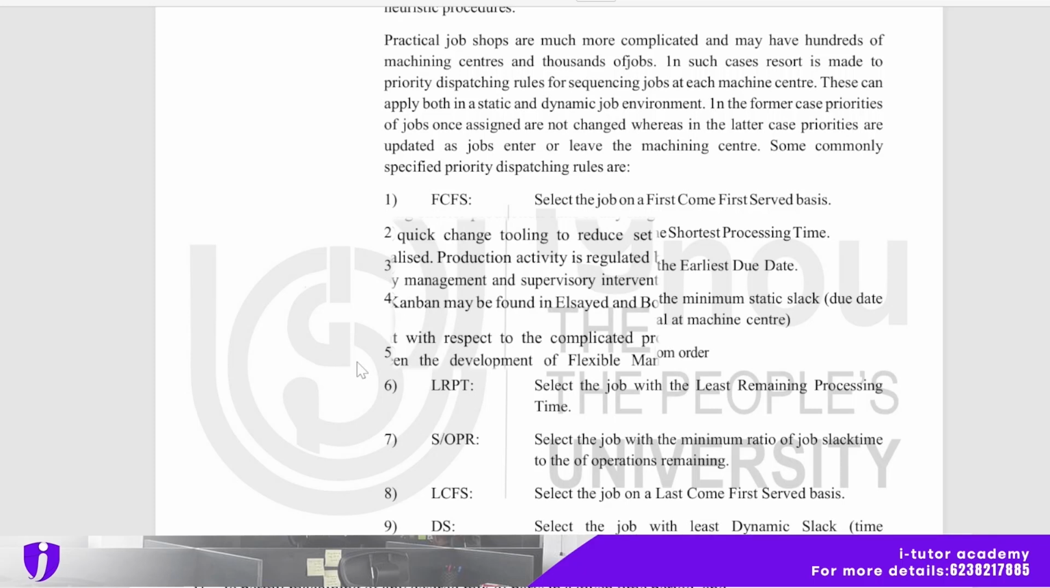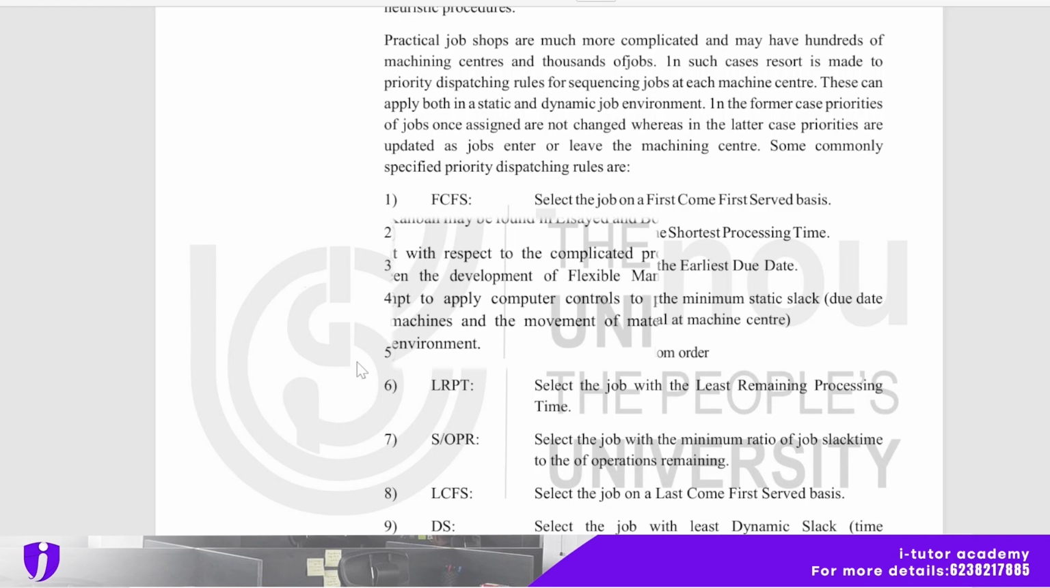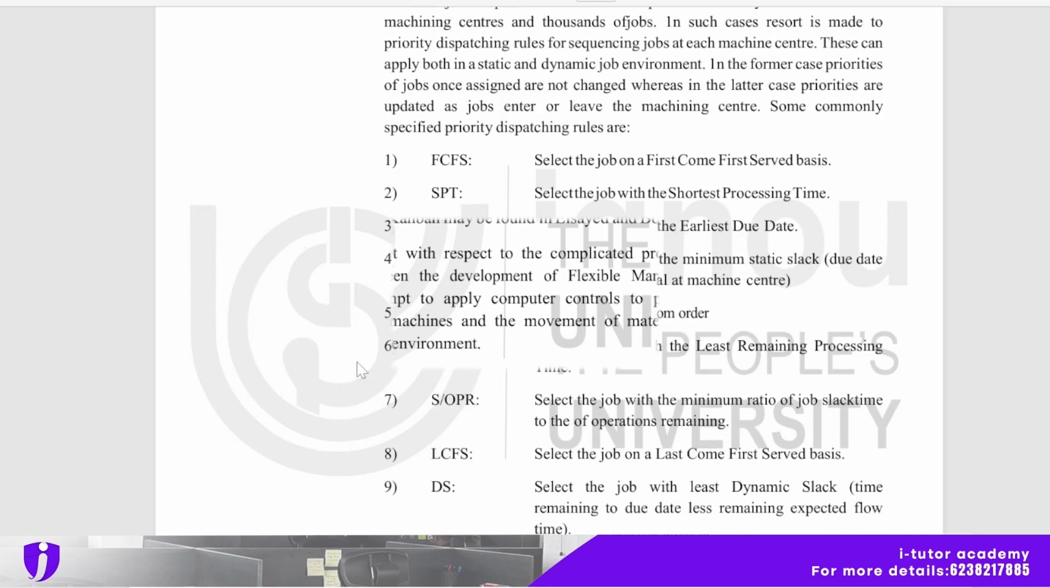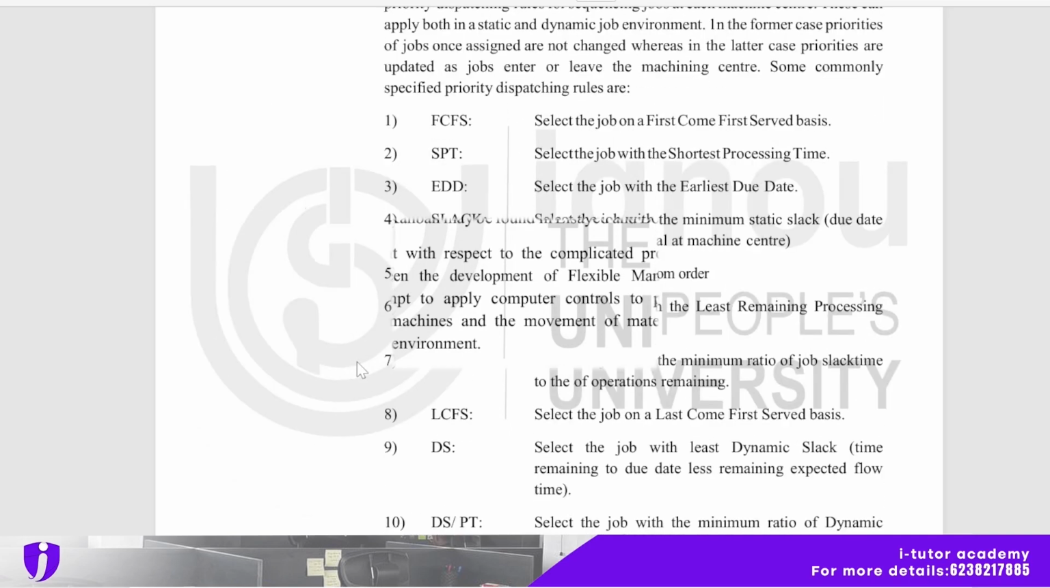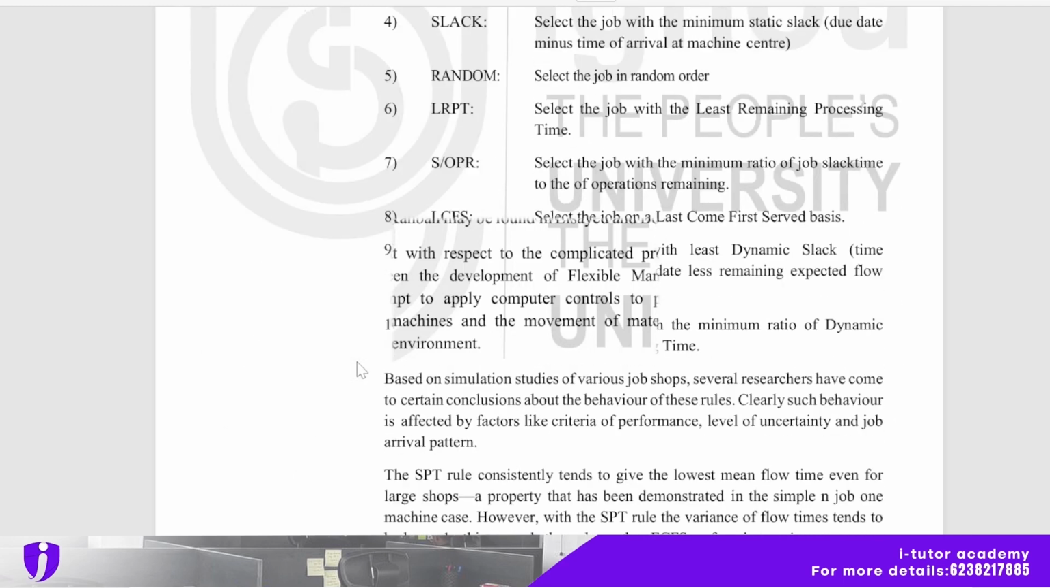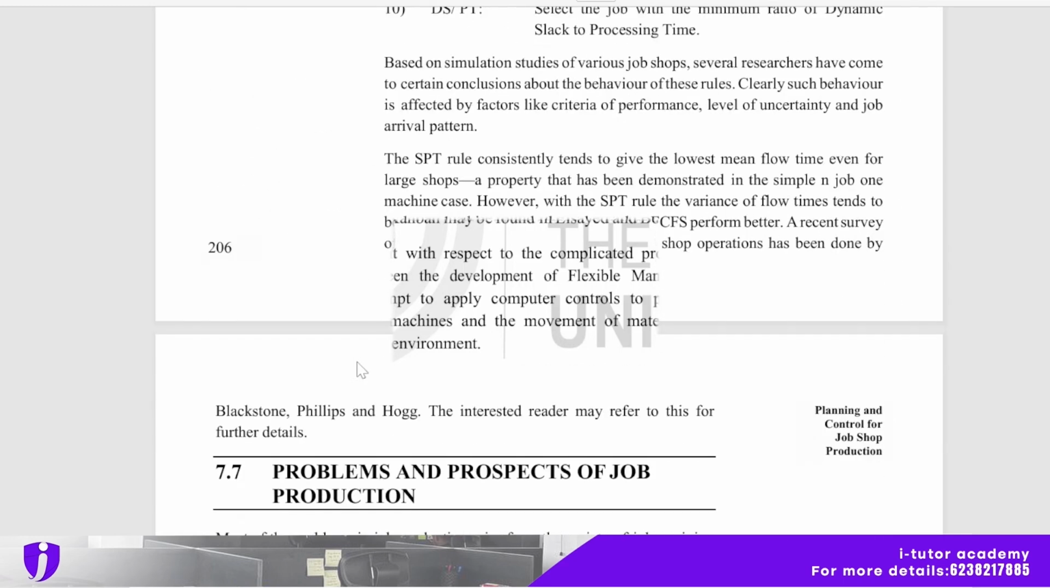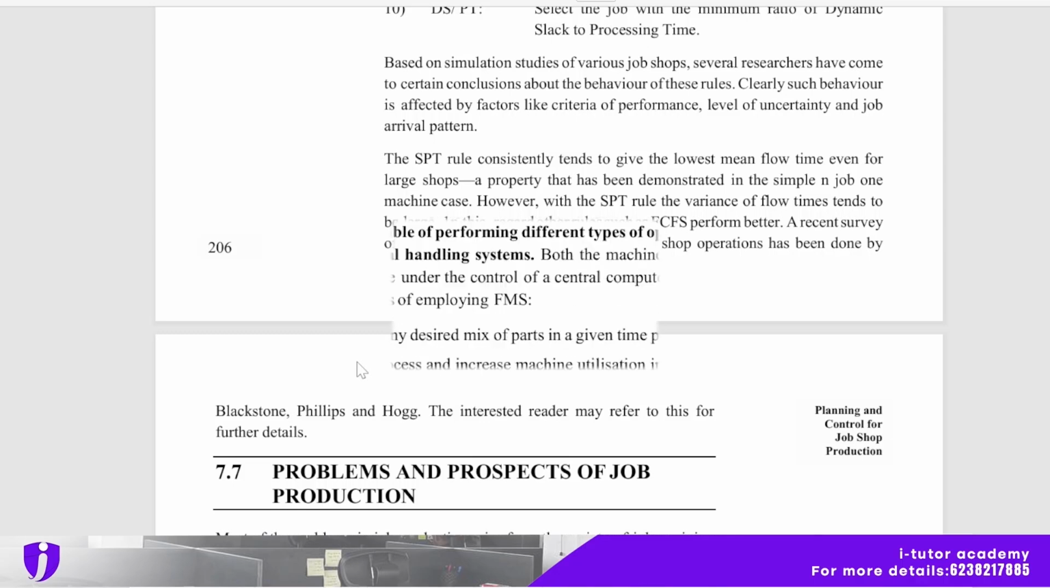Some commonly specified priority dispatching rules are here. Select FCFS, that is, select the job on a first come first served basis, SPT. So please go through this, short forms are there and their explanation is also here. Based on simulation studies of various job shops, several researchers have come to certain conclusions about the behavior of these rules. Clearly, such behavior is affected by factors like criteria of performance, level of uncertainty, and job arrival pattern.